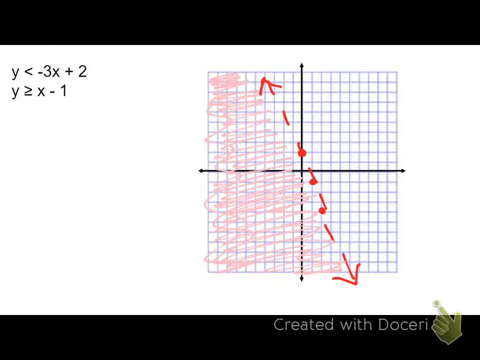Then we're going to graph our next one. So our next inequality is y is greater than or equal to x minus 1. So I go to my origin, my y-intercept is negative 1, and my slope is 1 over 1. What kind of line is this going to have? Dashed or solid? Solid. So it's going to be a solid line. So much better. Even though it didn't go through my points, but so much better looking.